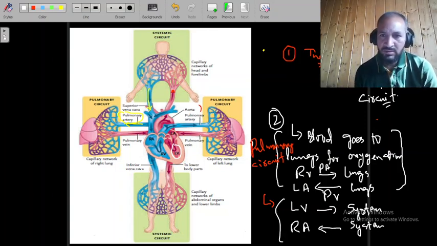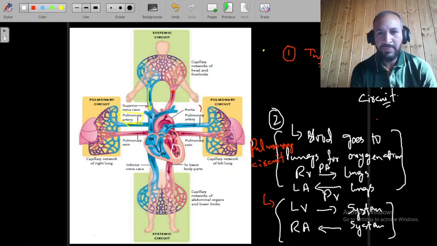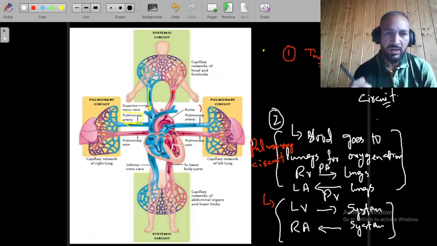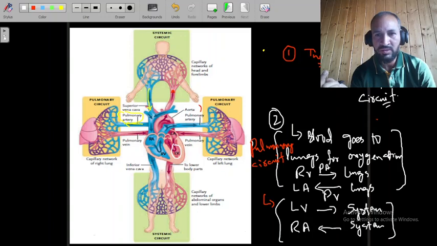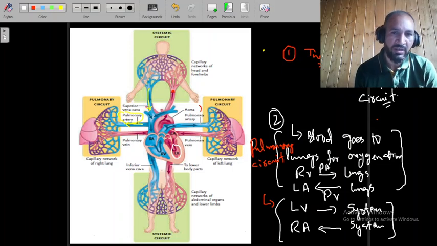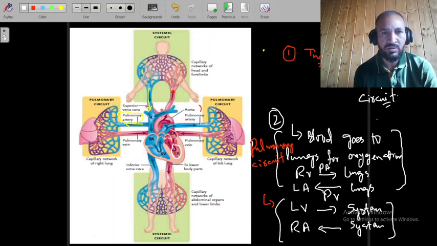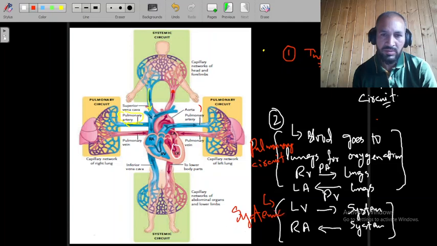So this is the other half of the circuit. Blood goes from the left part of your heart, the left ventricle, to the system, transporting oxygen to your system, and from the system it comes back to the right half of your heart, especially to the right atrium. This is called the systemic circuit. Do remember this. We call it systemic circuit.